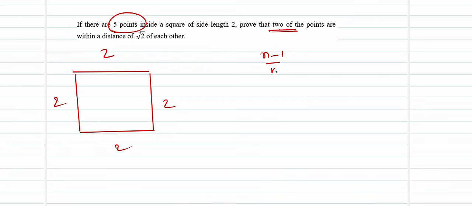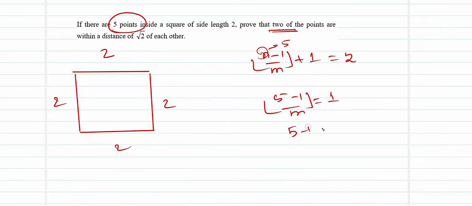So (n minus 1) by m plus 1 is going to be equal to 2, and I know that n is going to be equal to 5. So (5 minus 1) by m will be equal to 1, and so my 5 minus 1 will be equal to m, and my m will be equal to 4. I need to subdivide the square into 4 equal parts. How can I do 4 equal parts?